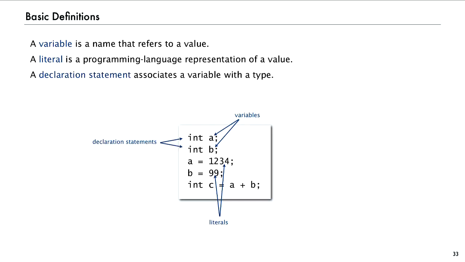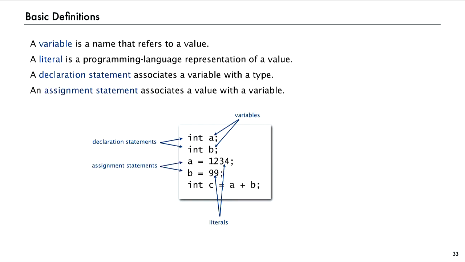Then there's a thing called a declaration statement. That associates a variable with a type. So these two declaration statements say that a and b are of type int. So the set of values that they can take on is the integers, and the set of operations you can perform on them are add, subtract, multiply, and divide.